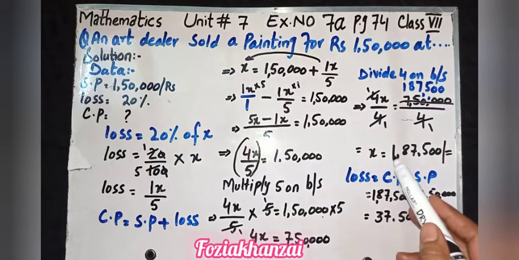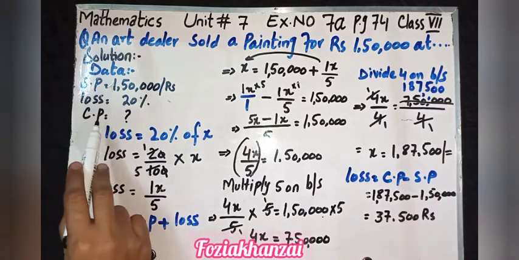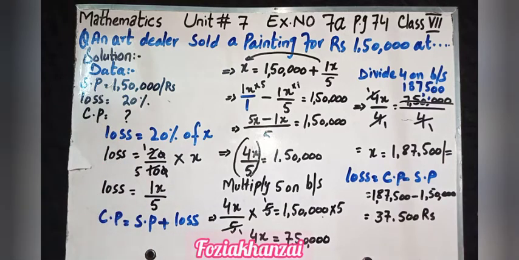Finding the value of x means we found the cost price. So the total cost price is 1,87,500 rupees. He sold it for 1,50,000 rupees at a 20% loss. Now we have the answer to the first part: he bought the painting for 1,87,500 rupees. Now we find the second part, the loss.